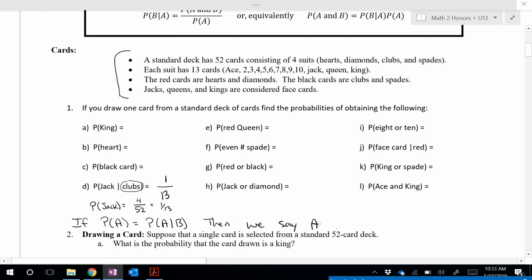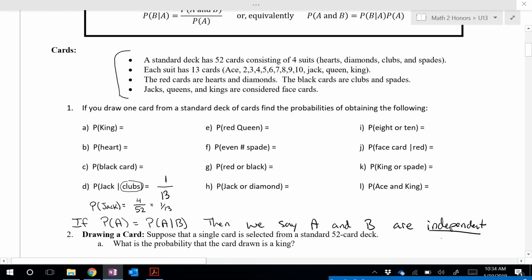events A and B are independent of each other. So in this case, getting a jack or getting a club, those are independent of each other. Another way to say that is, it didn't matter that I put that condition. We still got the same probability. They don't depend on one another. Okay. Next one I want you to try is F.